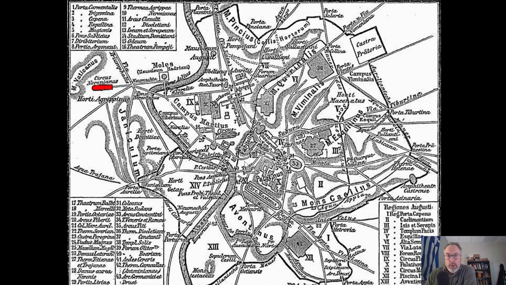The people start to blame Nero for the fire, and Nero panics, and he in turn blames the Christians, this small fringe group in Rome at the time. We're talking in the 60s AD right now. And he persecutes them. He rounds them up, and he has them killed and tortured and burned and thrown to wild animals and the like.